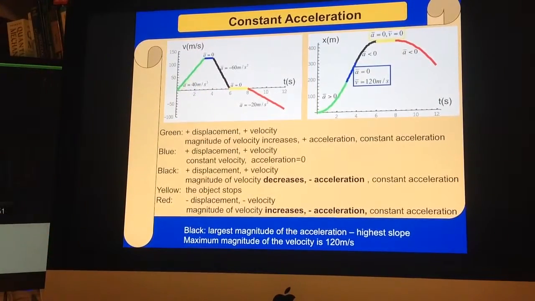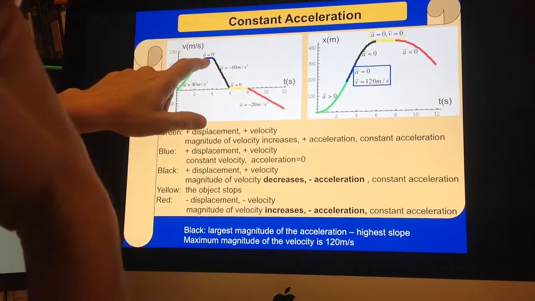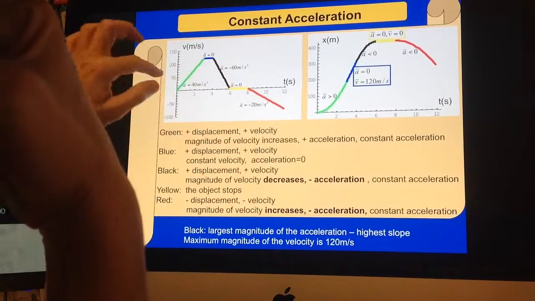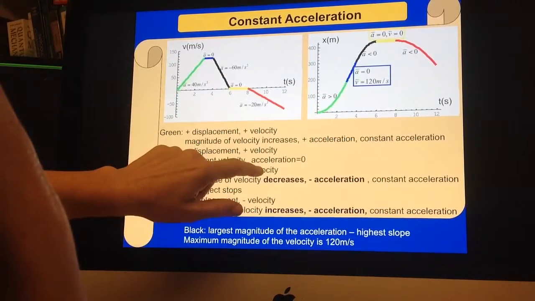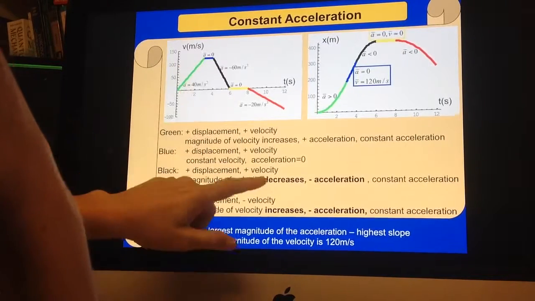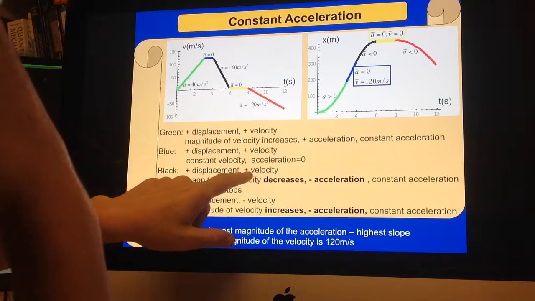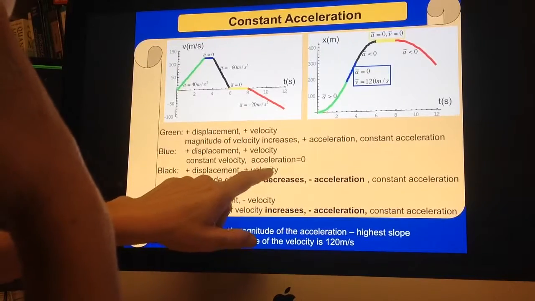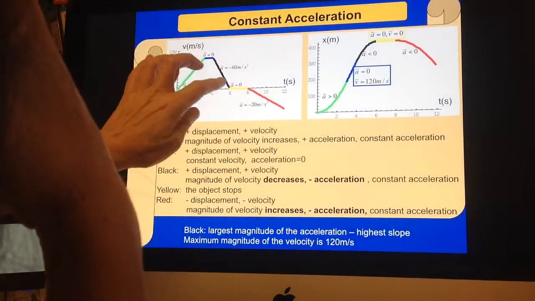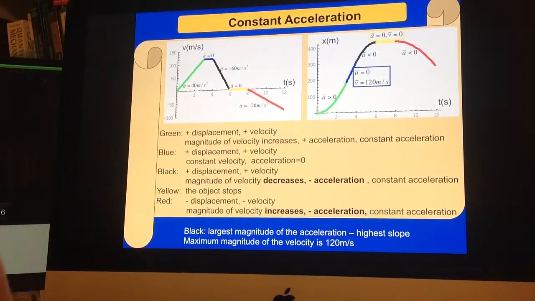But what is going on? Well, what we can see is that the magnitude of this velocity is decreasing. If the velocity is plus and the magnitude of the velocity is decreasing, then I know that my acceleration has to be opposite to the velocity. So if the velocity is plus, the acceleration has to be minus. And constant because we have a straight line. Okay?